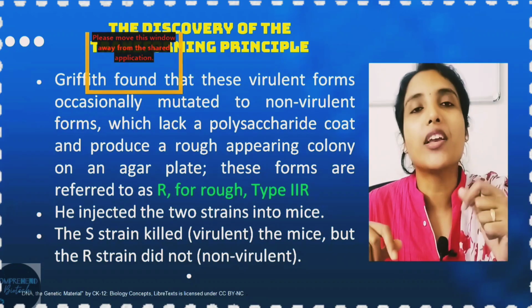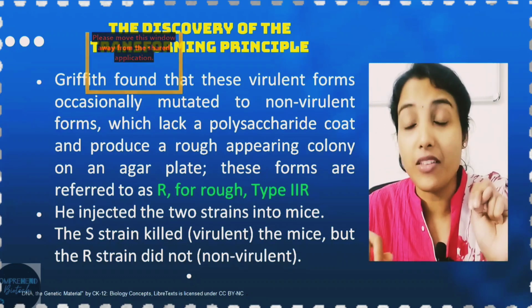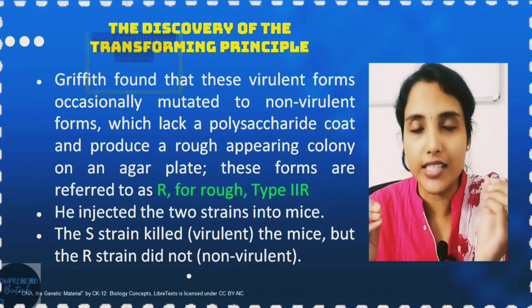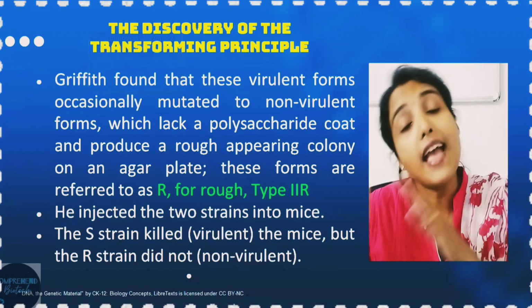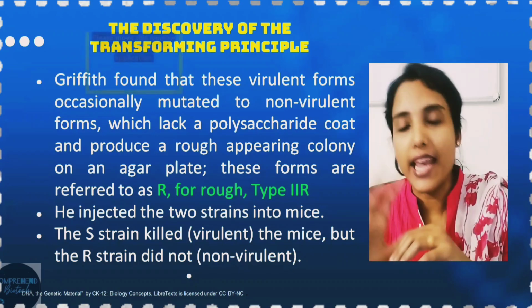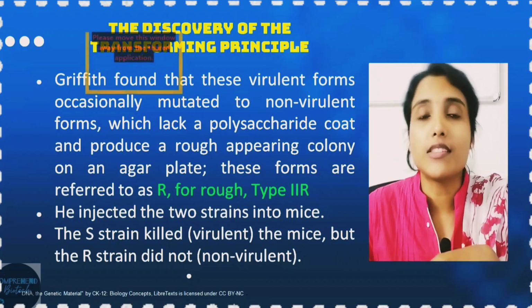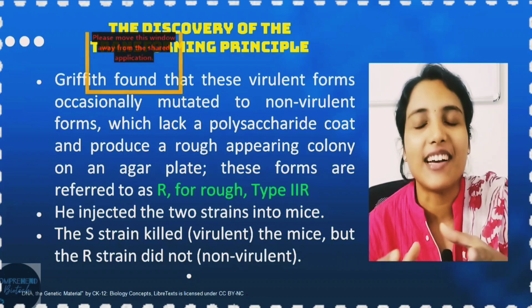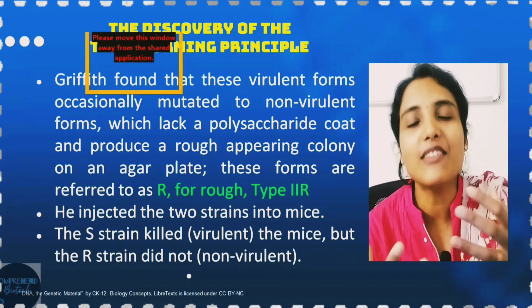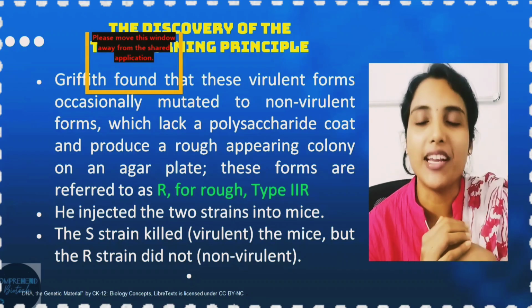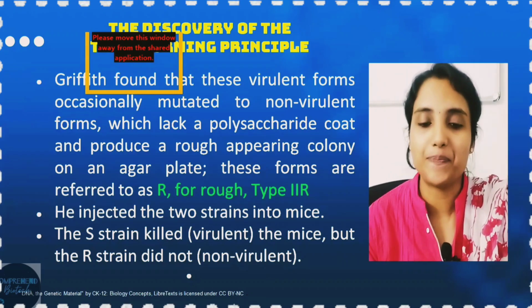So he started working with the type 2 R strain, which is the rough strain and which is a non-virulent strain. It does not cause an infection. And he chose the type 3 S strain to work with, that is the smooth strain, which causes infection. Then he started injecting these various strains into the mice. And now let us see exactly what he did and what he discovered.